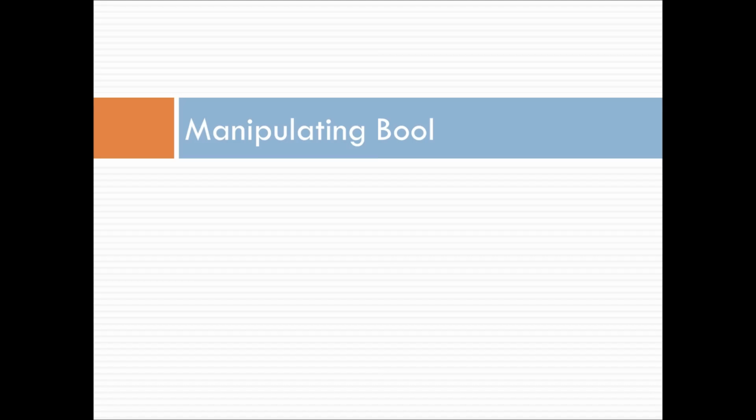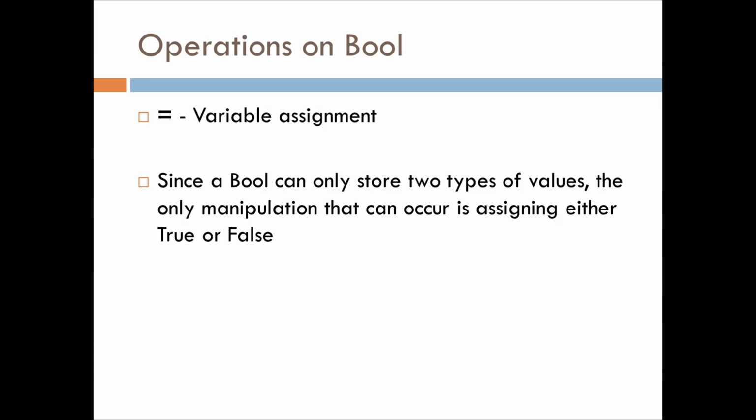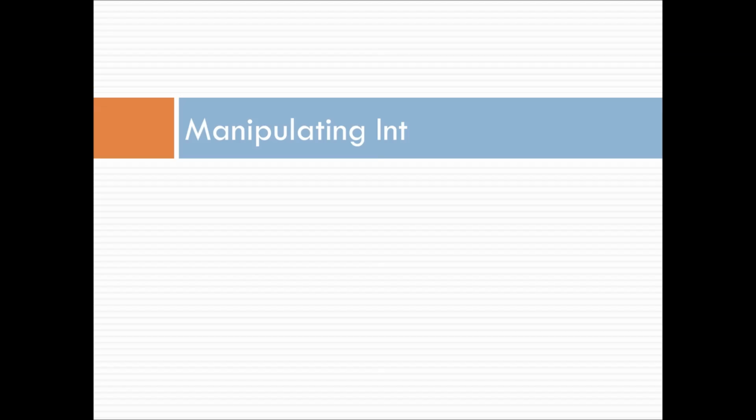It's probably the easiest one to manipulate, because variable assignment's the only thing a boolean can do. It can either store true or false, like we covered, so you can only assign true or false values to it. Now let's go over manipulating an integer, probably one of the biggest variable types that you will use.